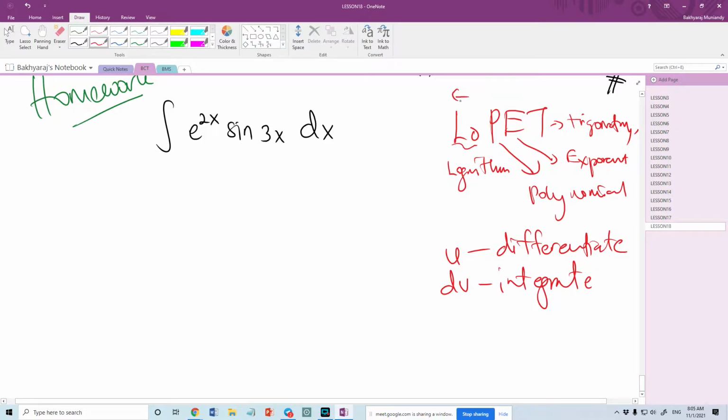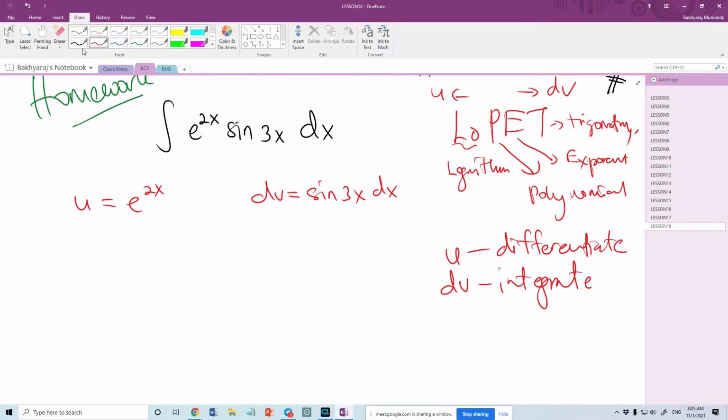So this side is u, this side is dv. What is u and what is dv? Definitely exponent and trigo. u will be the one we differentiate, so u is exponent 2x, and dv comes with sine 3x dx. That's how we decide u and dv. Now u must be differentiated, so this side we differentiate, and this side we integrate.